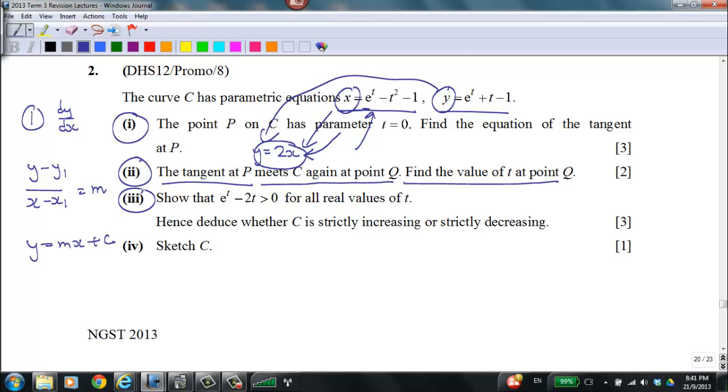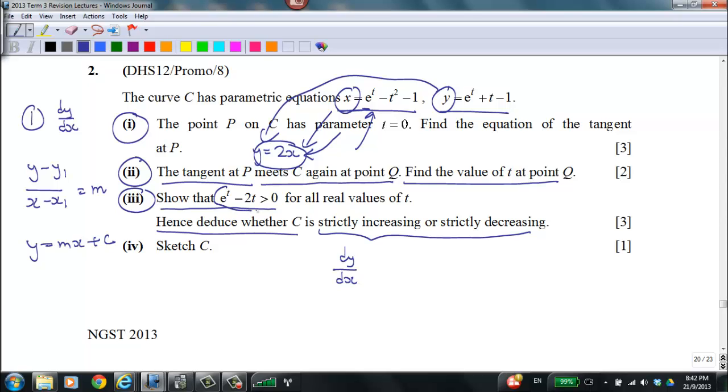Okay, for part 3 of this question 2, first thing first, we have to show that e to the t minus 2t is bigger than 0 for all real values of t, and then later deduce whether C is strictly increasing or strictly decreasing. Take note that to show C is strictly increasing or strictly decreasing, we will have to look at the behavior of dy/dx. And for this question, we already found the expression for dy/dx from part 1. If C is strictly increasing, you should have dy/dx more than 0 for all the points. And if it's strictly decreasing, you should have dy/dx less than 0 for all the points.